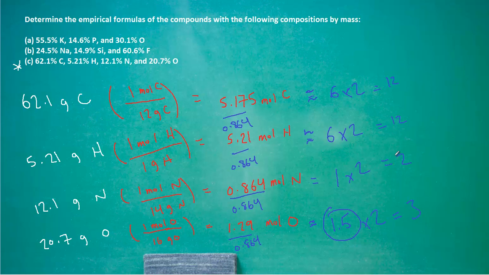Now this is better because every number at the end is now in a whole number form, and that's how we want to write our empirical formula, using whole numbers only. So the final empirical formula can be written as follows. And that is the answer to the question.